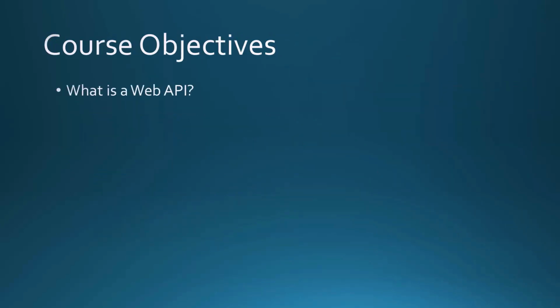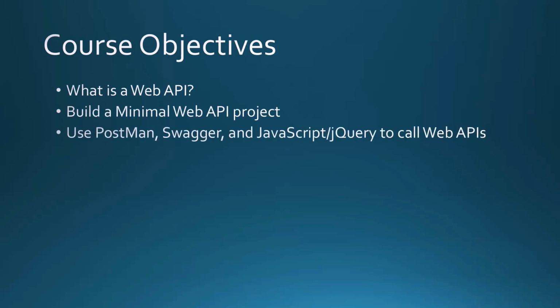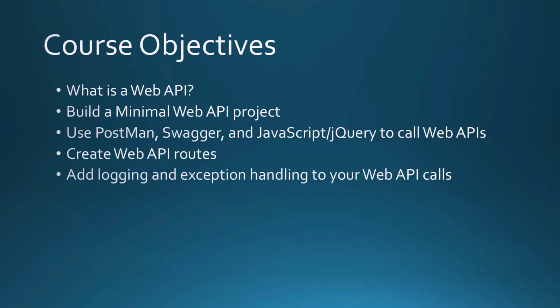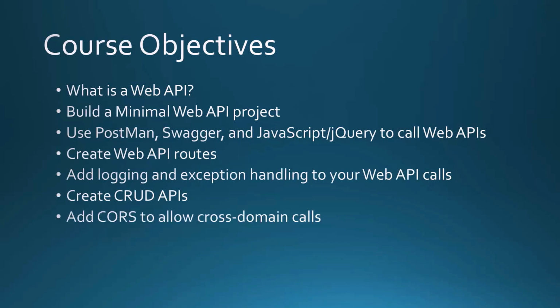By the end of this course, you will have understood what is a web API. You'll build a minimal web API project. You're going to use Postman, Swagger, and JavaScript and jQuery to make and test your web API calls. We're going to create web API routes, add logging and exception handling. We'll create a full set of CRUD APIs, and we'll add CORS to allow cross-domain calls. We're also going to learn how to secure your web APIs and make asynchronous calls.